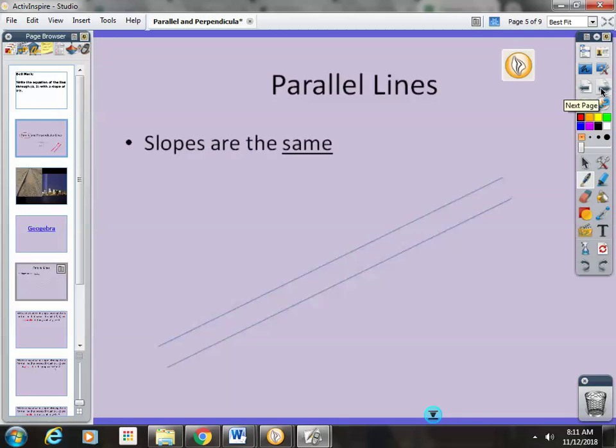So we said lines that are parallel are lines that run side by side. But in terms of math, we're going to say that their slopes are the same. Please put this into your notes. Parallel lines have slopes that are the same.